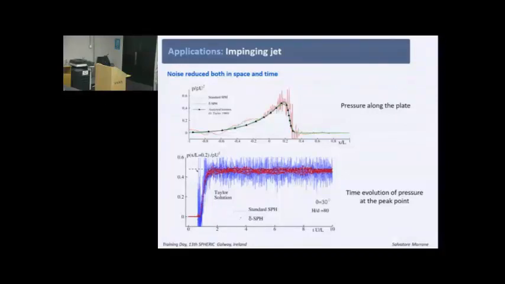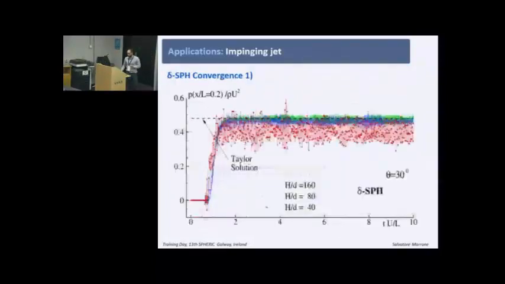And here we measure the pressure in time at a single point, the point of the peak of the pressure on the plate. And you can see that the noise of the standard SPH is much larger than the Delta-SPH. So both in time and space we observe the same thing, obviously.